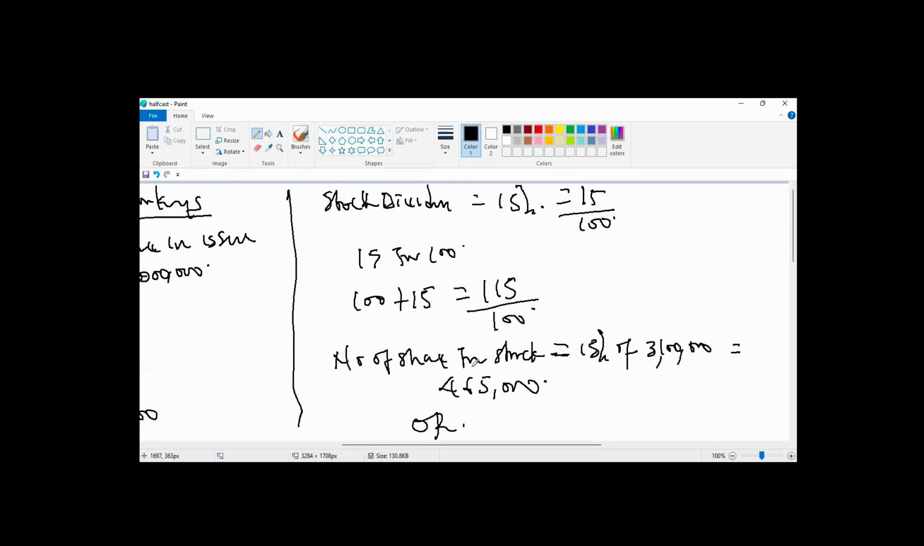Okay, let's take another question. The one on stock dividend, stock split. Go to page 2.